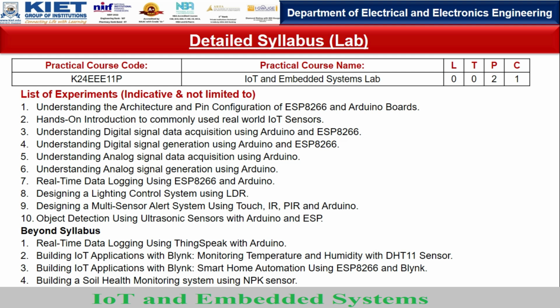Then beyond that we build a soil health monitoring system, that is an NPK sensor. Using this sensor we measure the soil health, like how much nitrogen is there, how much potassium is there and phosphorus is there. Then we also measure the quality of water.